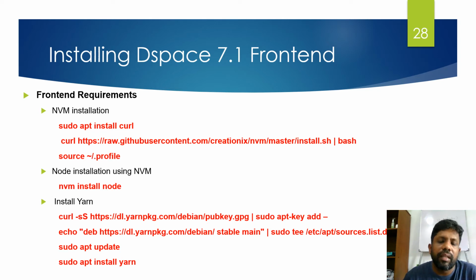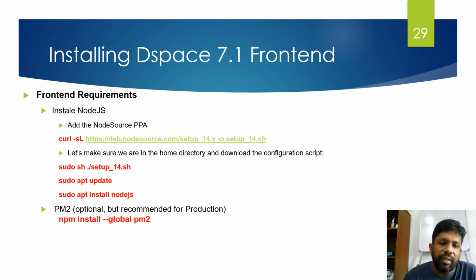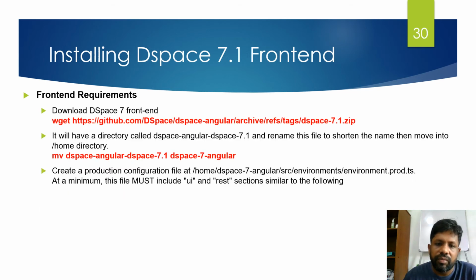Then for the front end installation, the requirement is NVM installation. The installation steps are here. Then Node installation through NVM, then Yarn installation. After that, Node.js also needs to be installed. Then PM2 is optional, but it is also very useful for the future. So these are the front end requirements. Here I have given the steps also.